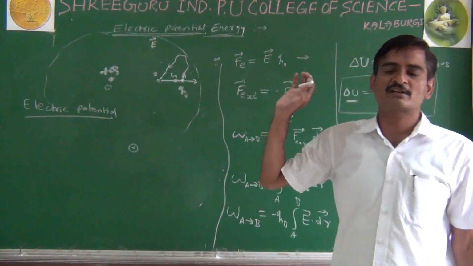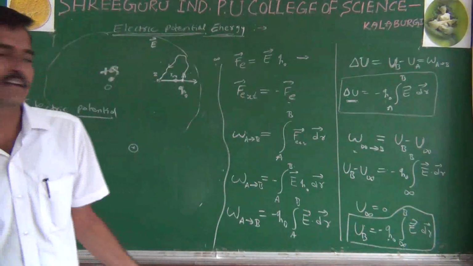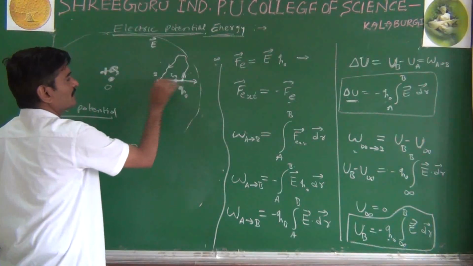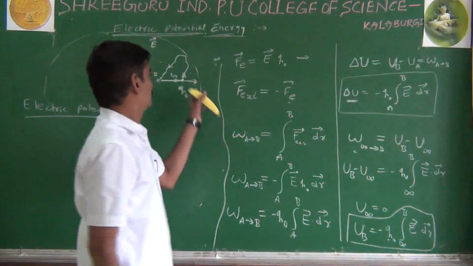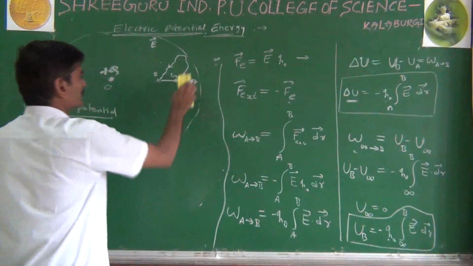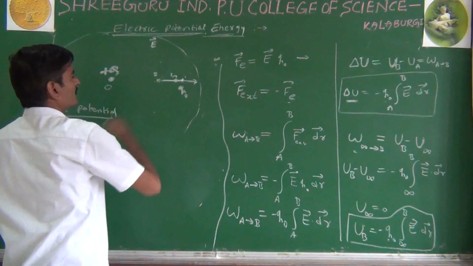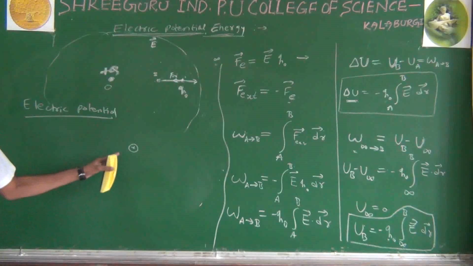Like the gravitational force, the electrostatic force is a conservative force. So the work done in moving the charge from A to B does not depend upon the path followed. Whatever the path may be, the work done will remain the same. That is one point you have to remember.